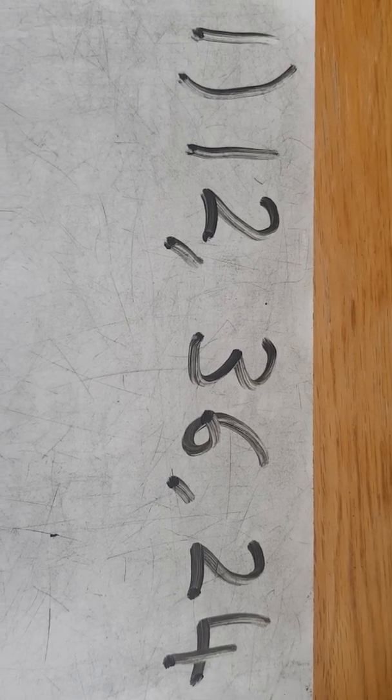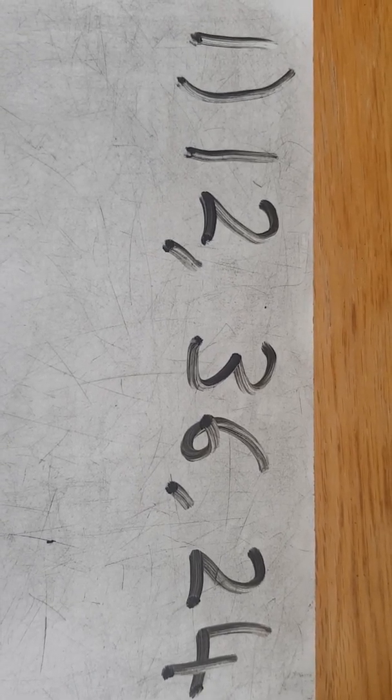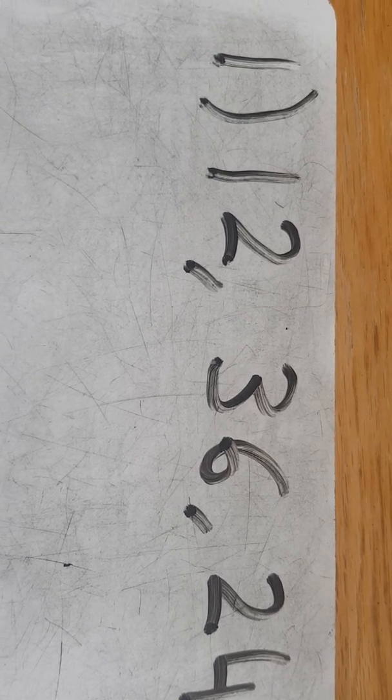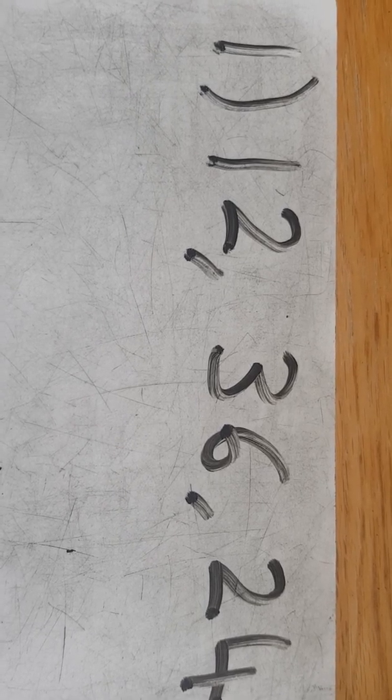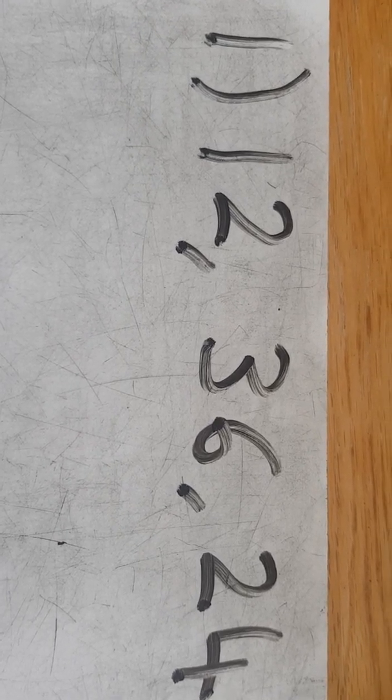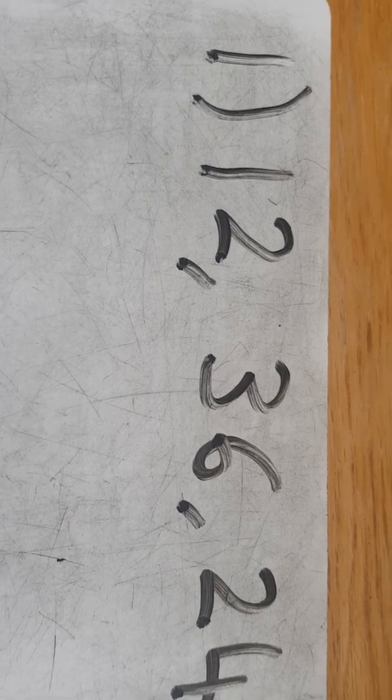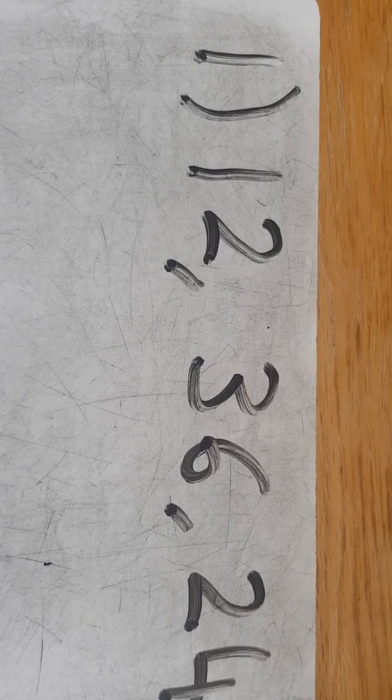Hello boys and girls, so today you are looking at ordering numbers from smallest to largest. In this video I'm going to show you two ways you can do that. One way is using tens and ones and the other way is using a number square. I just want you to choose your favourite way to answer the questions. It doesn't matter which way you choose.